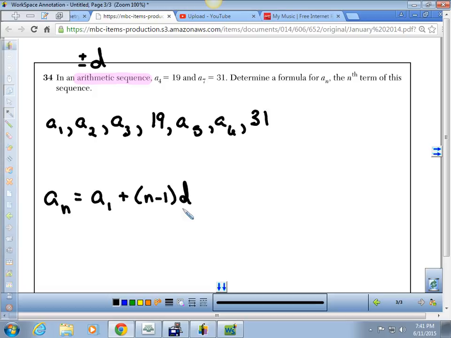I know the fourth term and the seventh term. Well, by knowing those, can I figure out the two things that I need? Yes. Because how do I get from the fourth to the fifth term? We've got to add a d. How do I get from the fifth to the sixth? We've got to add a d. How do I get from the sixth to the seventh? I have to add a d. So write an equation here that involves 19, 31, and d.